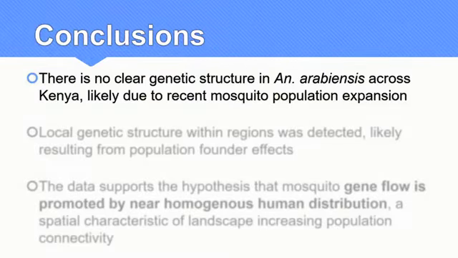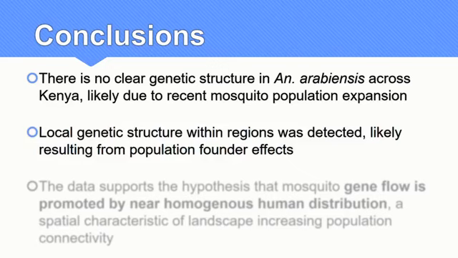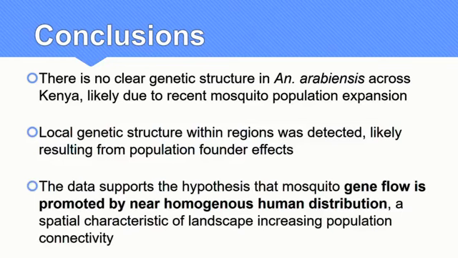So in conclusion, there's no clear genetic structure in Anopheles rabiensis across Kenya, likely due to a recent mosquito population expansion. Local genetic structure within regions was detected, likely resulting from population founder effects. And finally, this supports the hypothesis that mosquito gene flow is promoted by near homogeneous human distribution, which is a spatial characteristic of landscape increasing population connectivity.